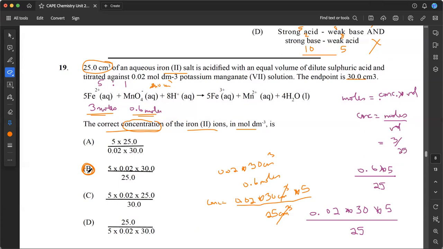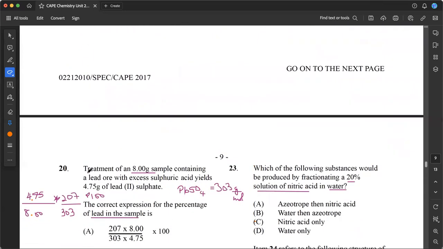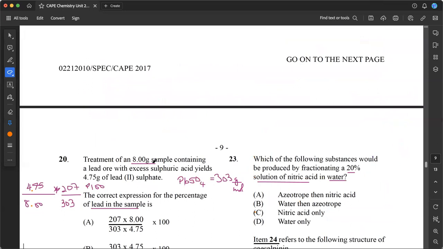So moving right along now to 20. 20 says treatment of an 8-gram sample containing a lead ore with excess sulfuric acid yields 4.75 grams of lead sulfate, right? So we have a sample that contains lead ore. We're going to add sulfuric acid to it, in excess, and we're going to get 4.75 grams of lead 2 sulfate. What is the correct expression for the percentage of lead in the sample, right? So how much lead was in that original sample.